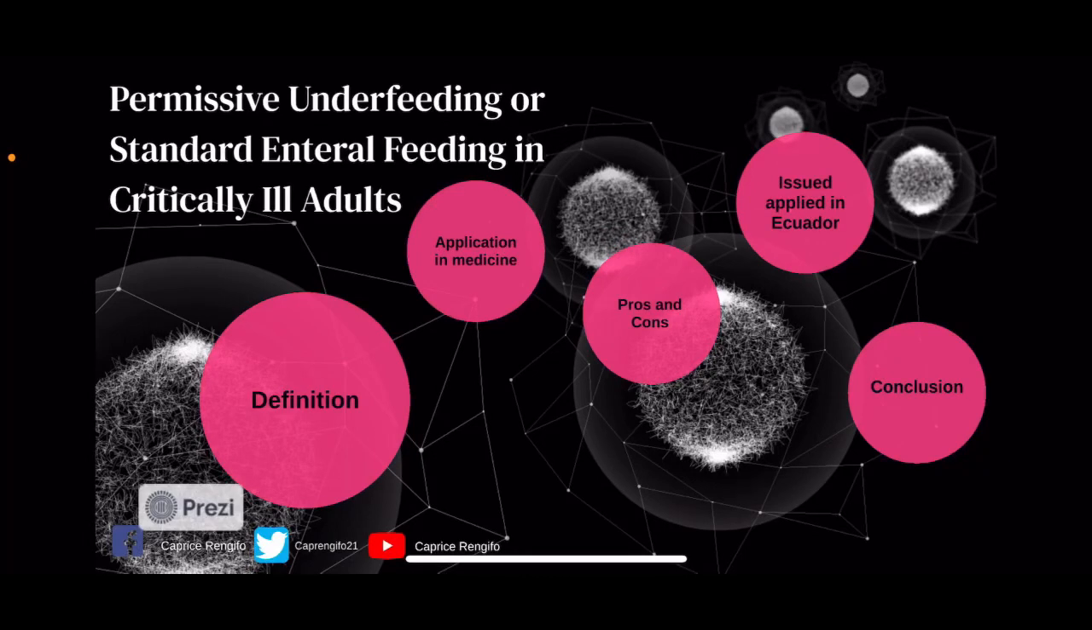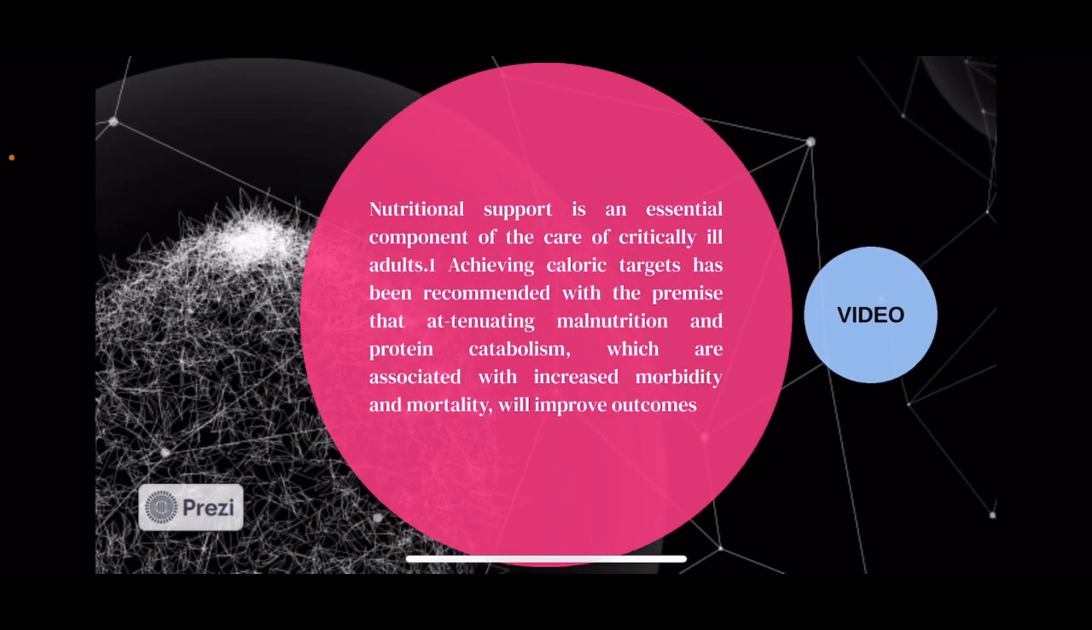Hi, my name is Caprice Rengifo and I'm going to talk about permissive underfeeding or standard enteral feeding in critically ill adults. Definition: nutritional support is an essential component of the care of critically ill adults. Achieving caloric targets has been recommended with the premise that attenuating malnutrition and protein catabolism, which are associated with increased morbidity and mortality, will improve outcomes.